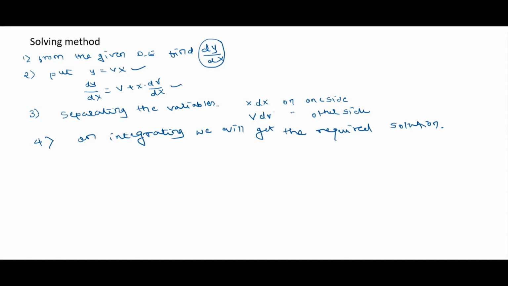You have to substitute the value for dy by dx as well as the value of y. And then the given equation will convert from x, y to x and v. Then you can collect the terms containing x and dx on one side, and v and dv on the other side. Then on integrating, you will get the required solution. Let us solve the examples.